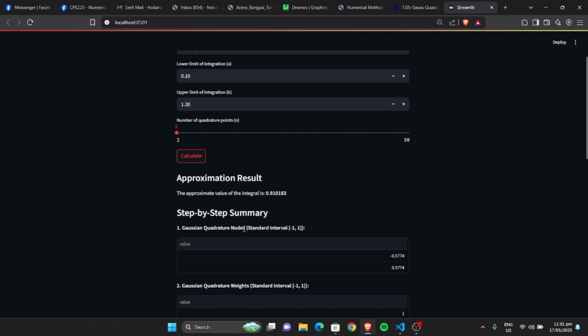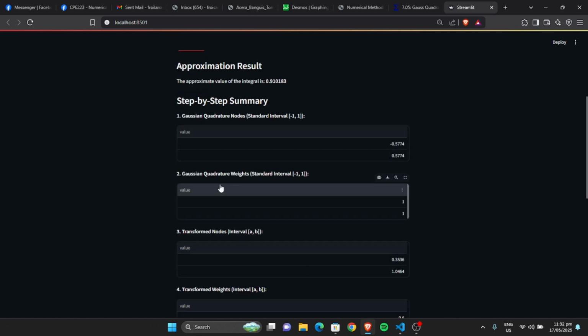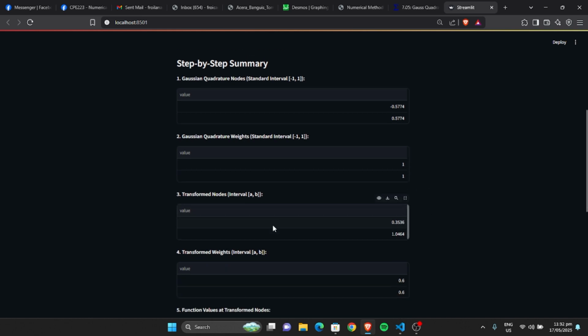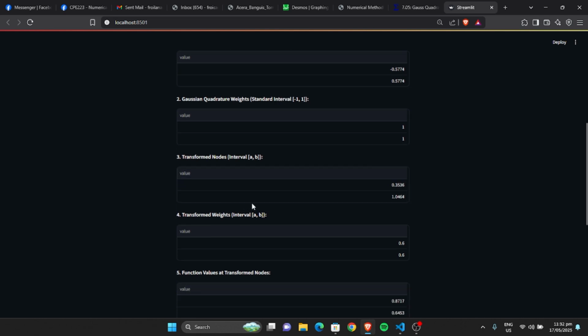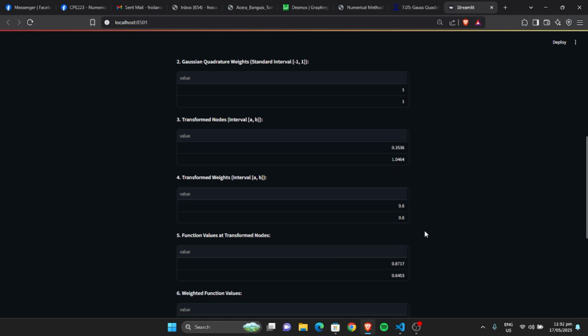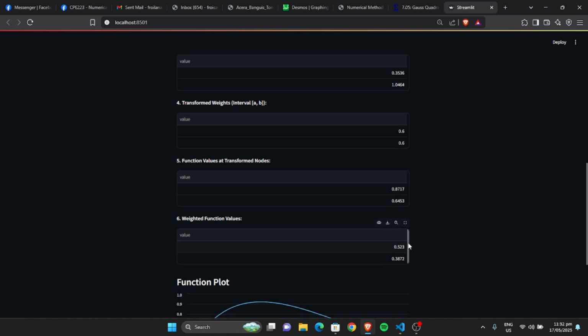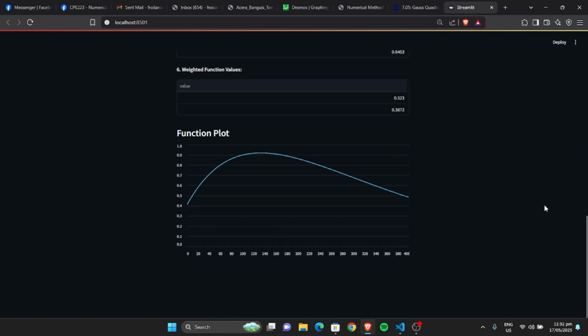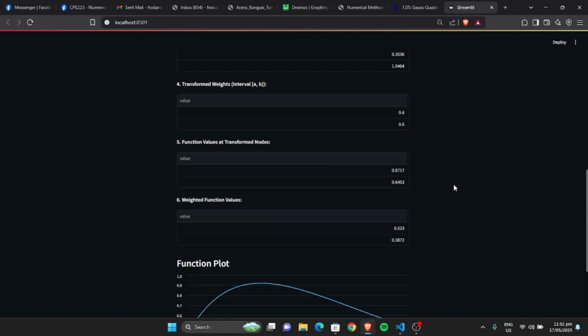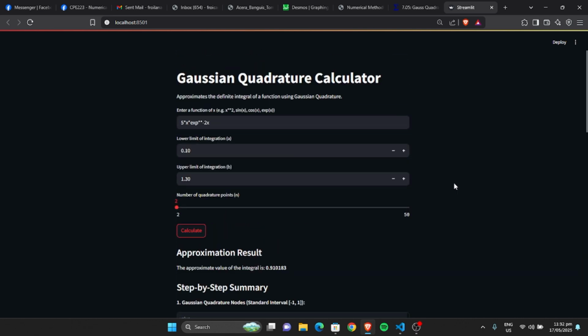So here is a step-by-step summary. We have here the Gaussian quadrature interval -1 to 1. We have the Gaussian quadrature weights 1 and 1. Transformed nodes from interval a to b, and also the transformed weights, which are 0.6 and 0.6, and the function values of the transformed nodes and the weighted function values. It also displays the image of the graph. And that's all for the Gaussian quadrature calculator, and thank you.